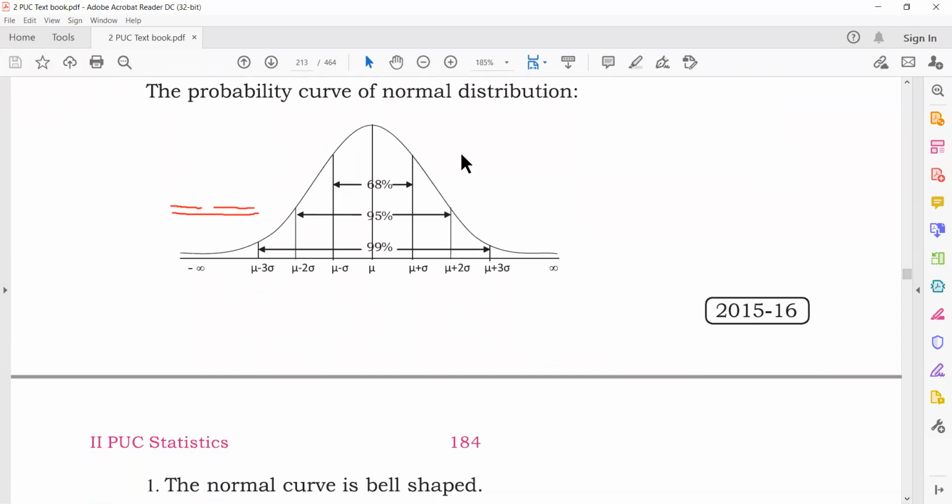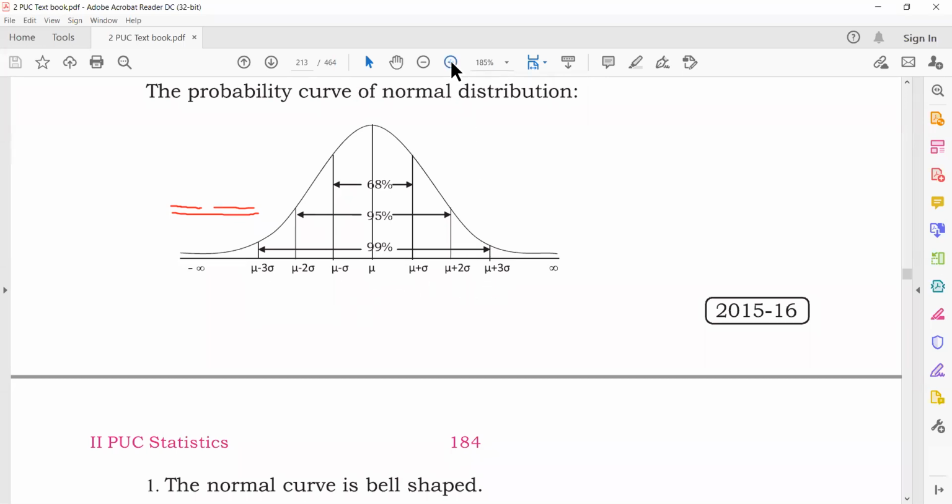And this property we have just understood by that Excel exercise. So we saw that whatever may be the values of your X, when you convert them into Z, or if you look into the width, it mostly lies between mu minus 3 sigma and mu plus 3 sigma, or in terms of Z, it mostly covers the area only from minus 3 to plus 3.